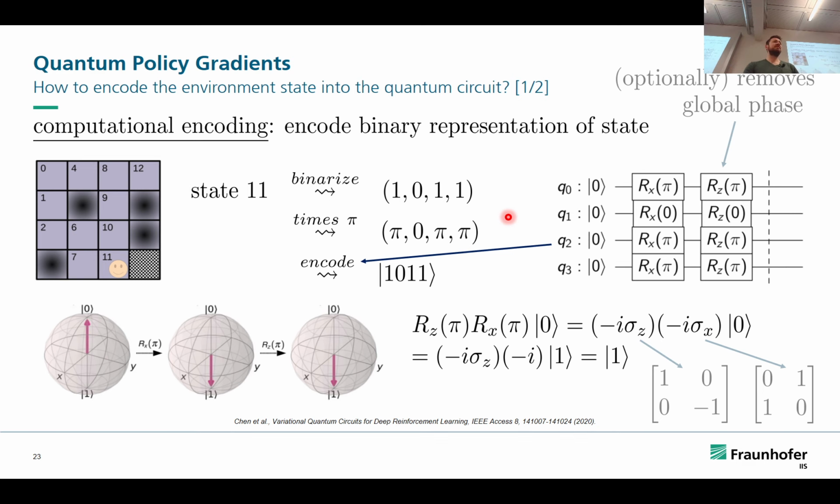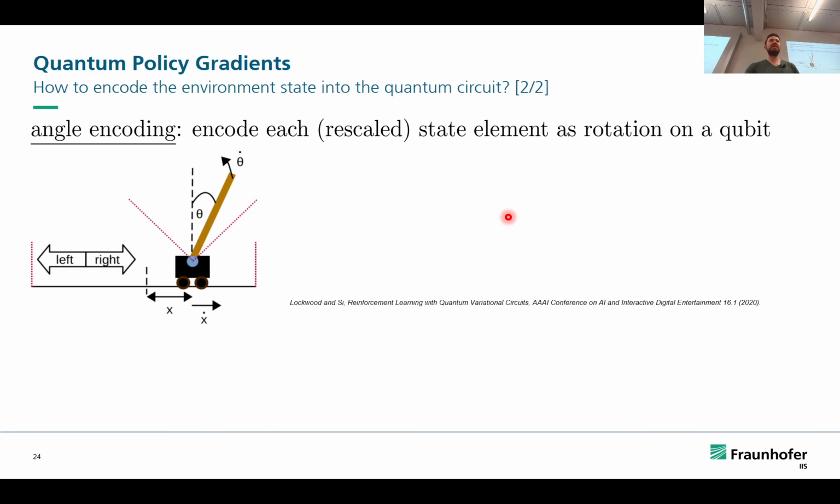But typically this is not the most sophisticated encoding, so usually there are some better ones, but it's very simple. So that's the reason why a lot of people use it. But there are also some other environments where this doesn't really work out, because, for example, assume again the cartpole environment, and here we have four states which all can take continuous values. And here it's not that simple to use this computational encoding.